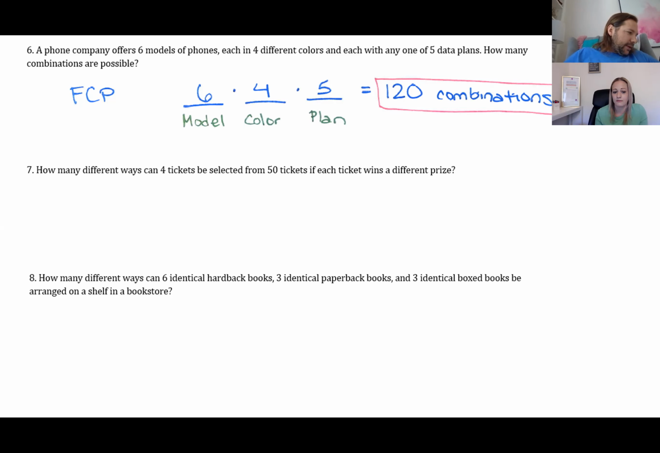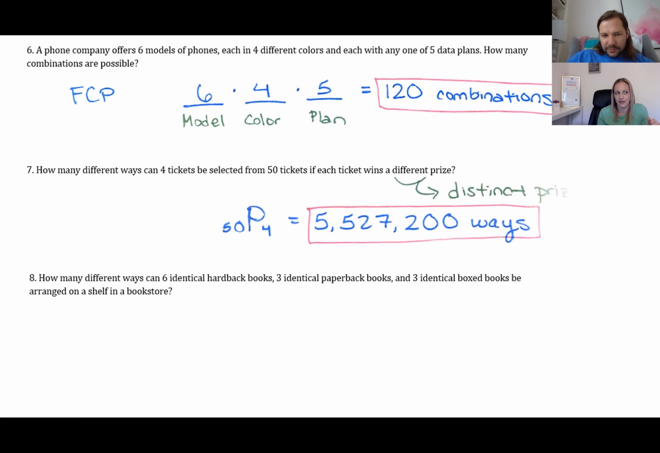So let's see, the next one. We have how many different ways can 4 tickets be selected from 50 tickets if each ticket wins a different prize? And so the fact that each ticket wins a different prize tells me that they're all individual tickets, right? I mean, there's 50 individual tickets. Yes, but the order that you assign the ticket with the prize matters. Okay. That's the key here because they're different prizes. Okay. So since the order matters, then it's going to be a permutation. Yeah. So it'll be 50P4, which I'm not going to do that one by hand. I'm going to plug that into a calculator for sure.